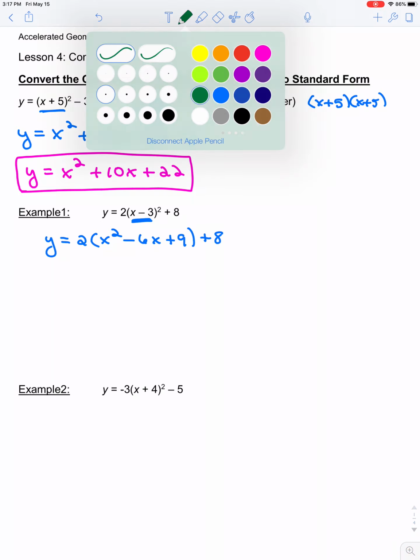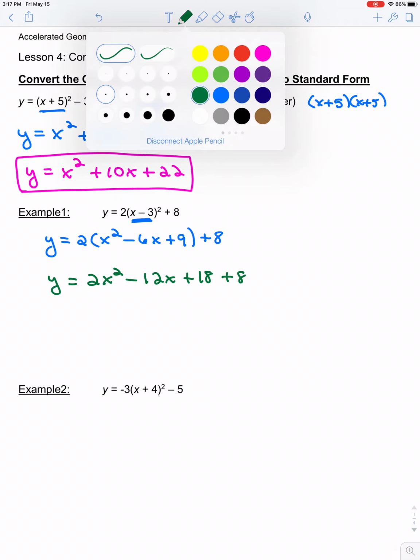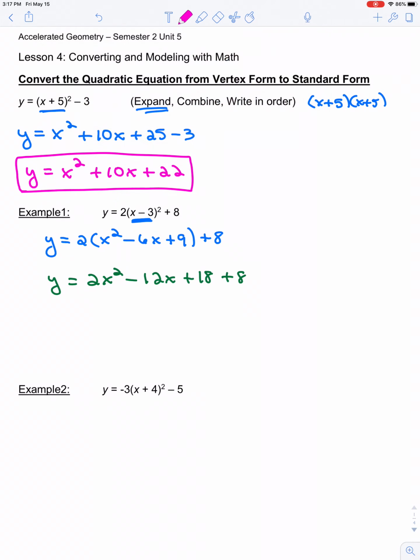Next, you are going to distribute the 2, y equals 2x squared minus 12x plus 18. Keep that 8 at the end, and now we will combine and write it in order. Highest exponent first. That's what standard form and in order represents.